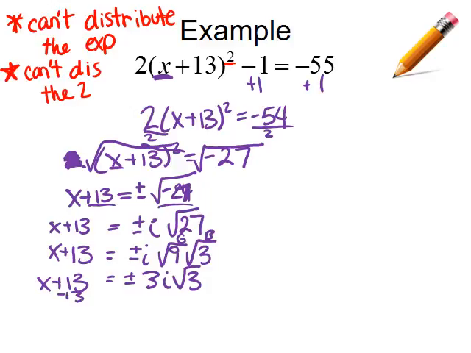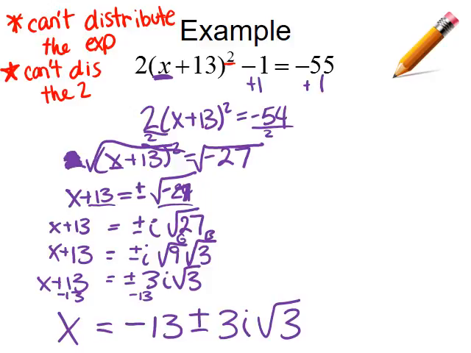So my only option at this point is to subtract 13. Well, I don't have any like terms, so I can't subtract the 13 from anything. So I'm just going to leave it on the outside, negative 13 plus or minus 3i radical 3. Now we write that negative 13 out front so that it's in standard form of a complex number. Standard form says that the real part comes first and the imaginary part comes second.